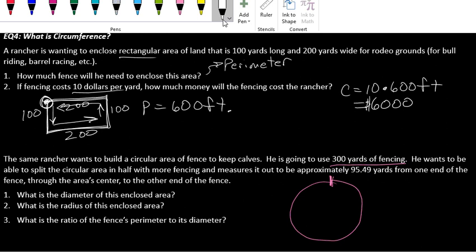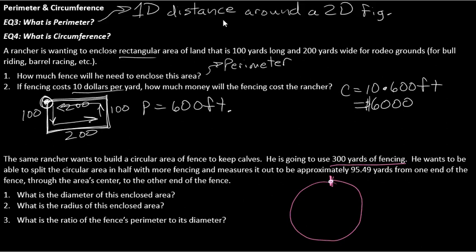And he measured it out to be approximately, so if this is the center here, he measured it out from a point on the fence through the center, clear to the other side, to be 95.49 yards. Okay, that is our distance here. And there's a special name for that we'll get to here in a second.